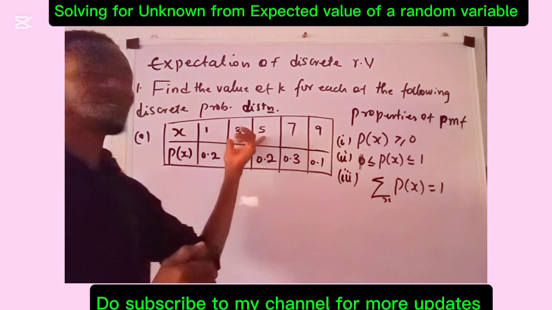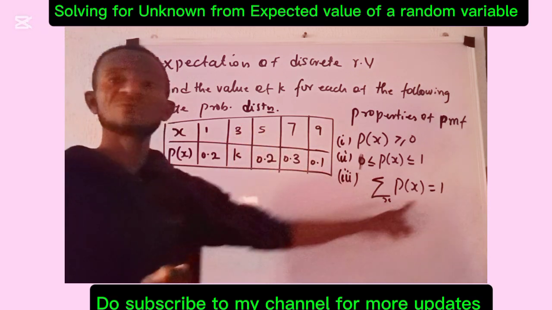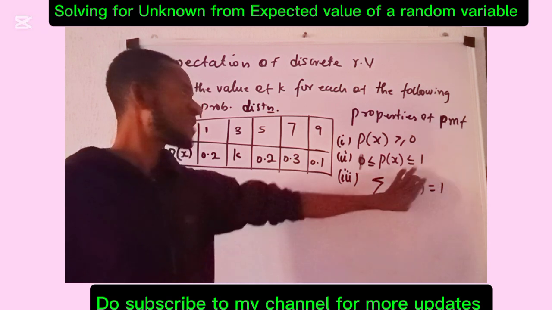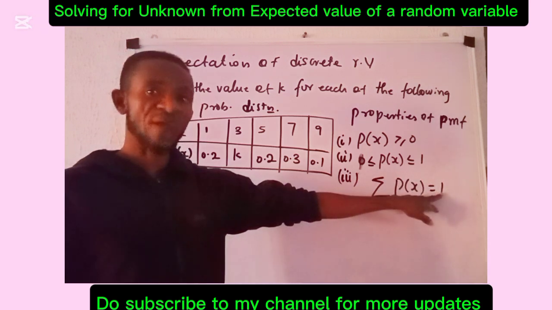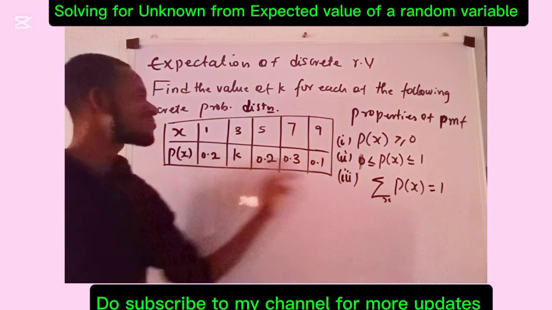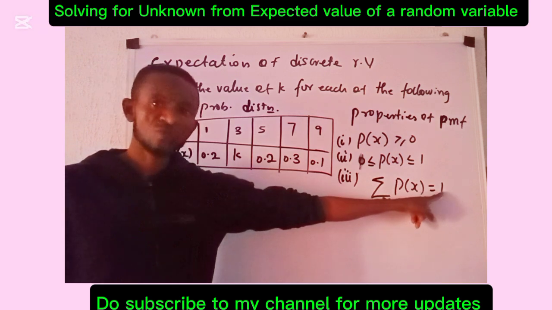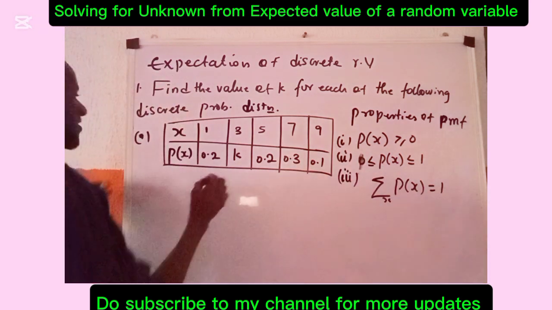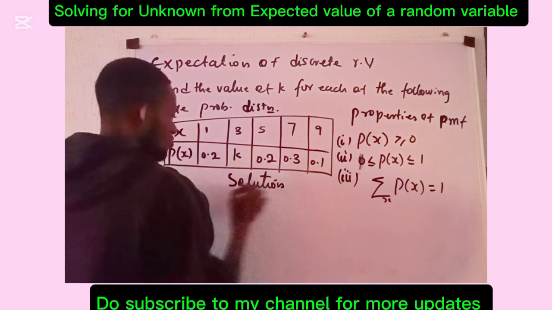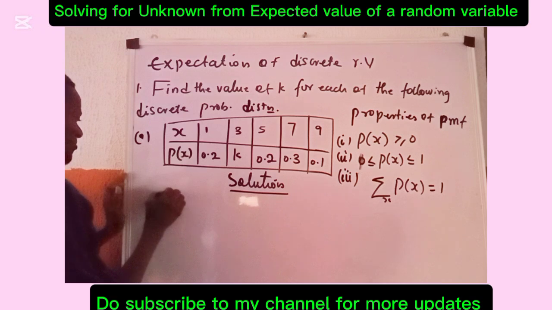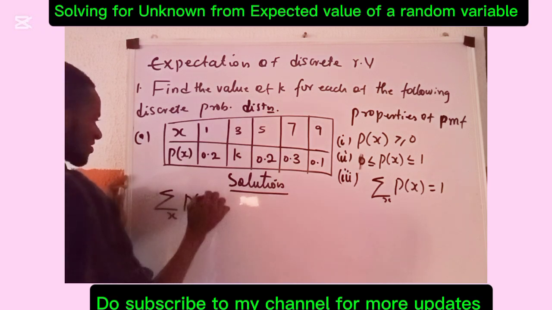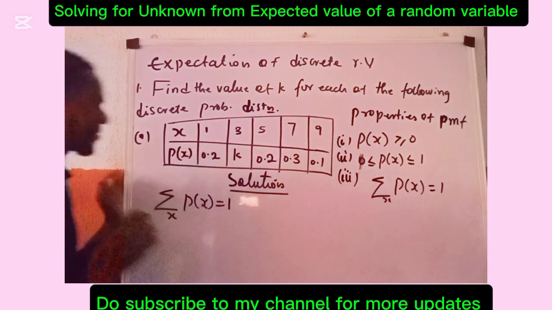And we are going to address this problem using property number 3, where the sum of the entire probability is expected to give us 1. These are all the probabilities, so it's expected that the sum of all these probabilities is supposed to give us 1. So solving this problem, I will now say: solution. The sum over the range of x of P of x is supposed to give me 1.